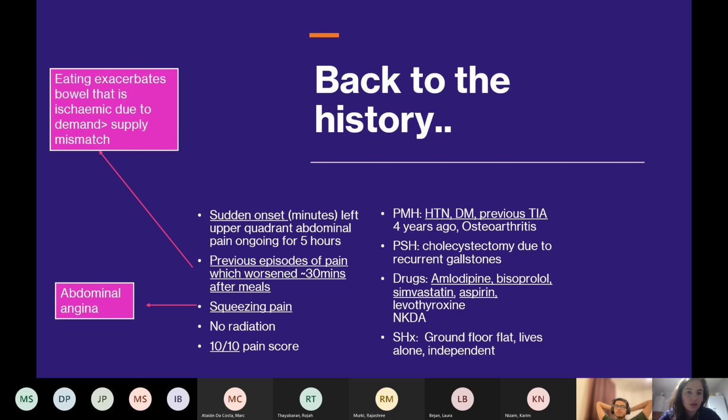I always wondered this, and I just wanted to see if you guys know why this would happen. If you've got some kind of steady-going bowel ischemia that's a bit chronic, why would you get the pain after you've eaten?